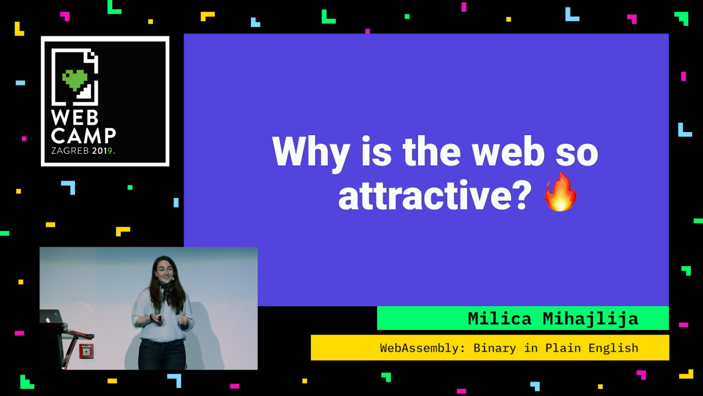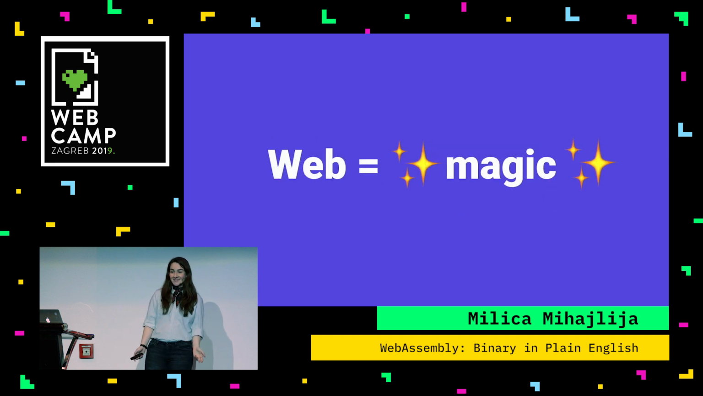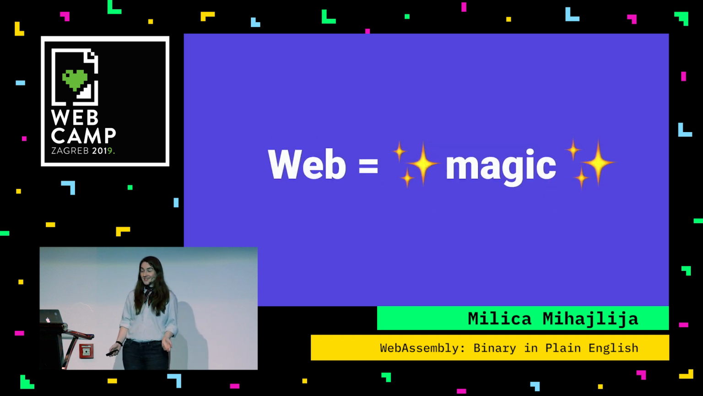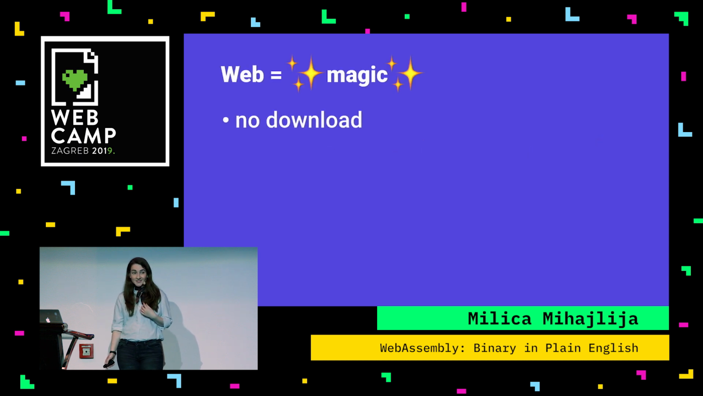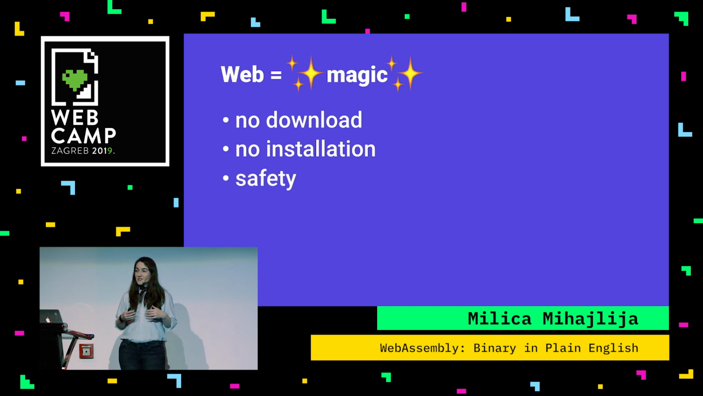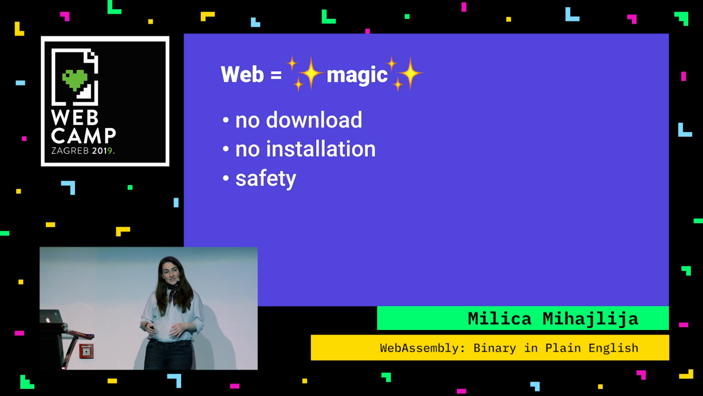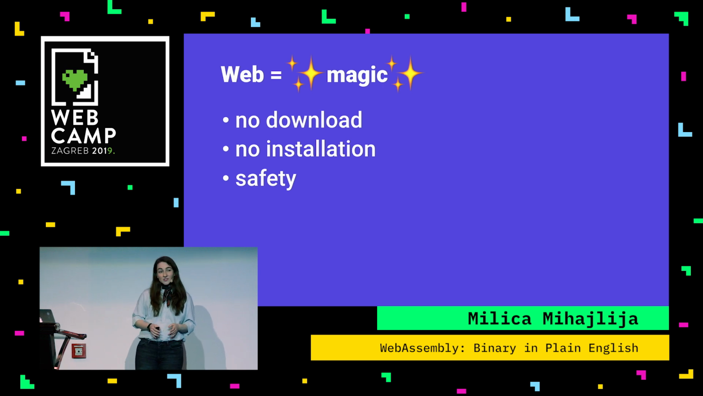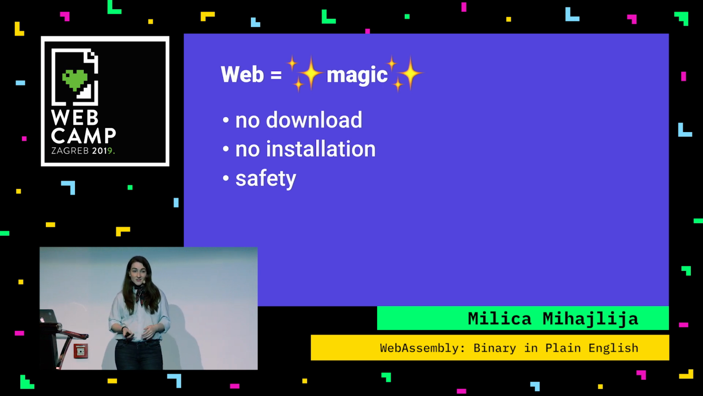Why is the web so attractive? To me, the web is kind of like magic. It just works anywhere. There's no download, there's no installation, and it has safety built in. Browsers have a sandbox, which keeps code running in them from messing with your system. When you go to a website, you never think twice before clicking a link, but you wouldn't just download a random binary and run it on your computer.